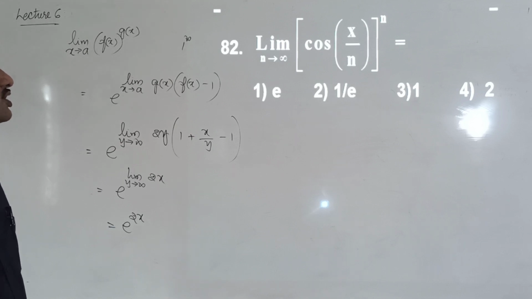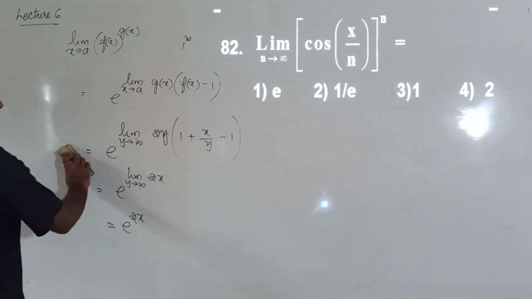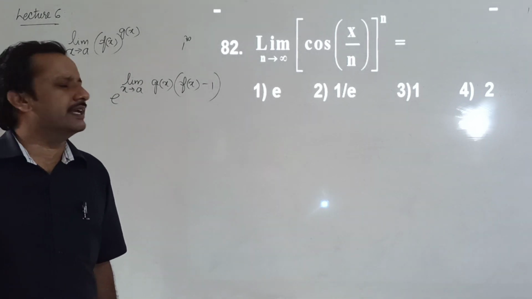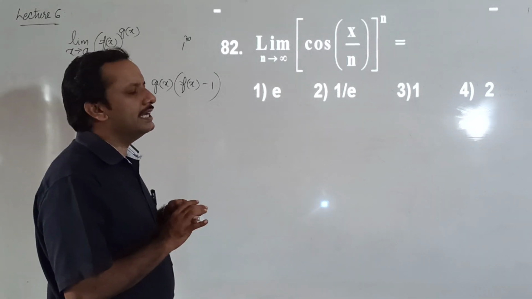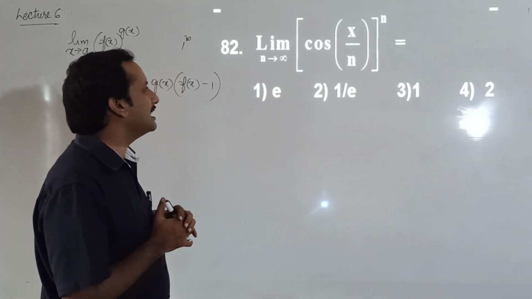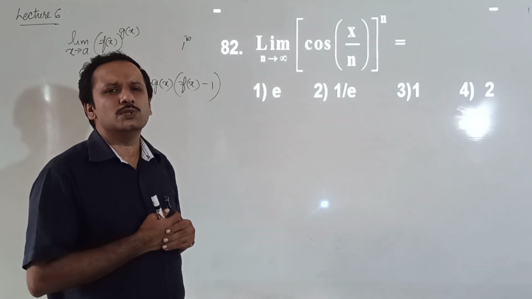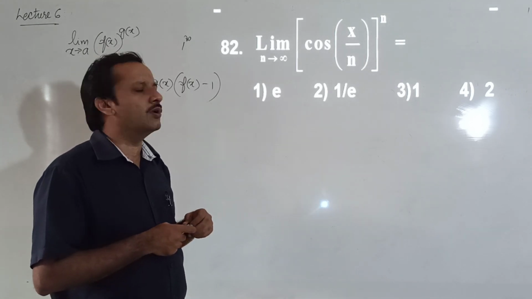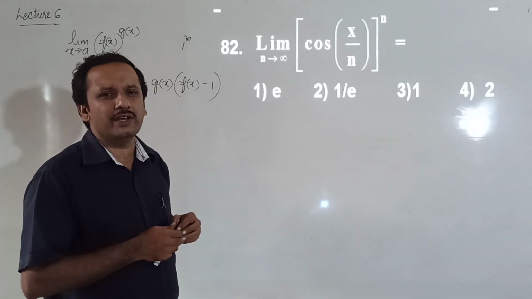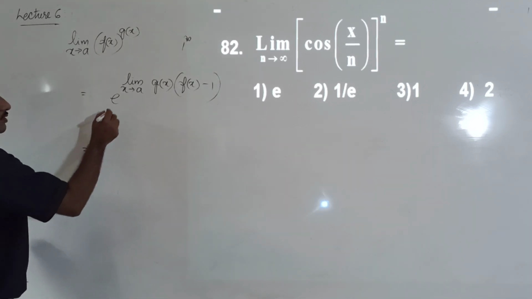Next, limit n tends to infinity cos x by n whole power n. Now if I apply the limit here, x by n, again here n is tending to infinity, so n is the variable, therefore we should treat x as the constant. As n tends to infinity, x by n will tend to 0. So we get cos 0. Cos 0 is 1. 1 power infinity. This is also of the form 1 power infinity. Hence, we can use this formula.